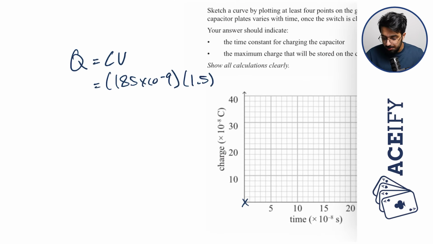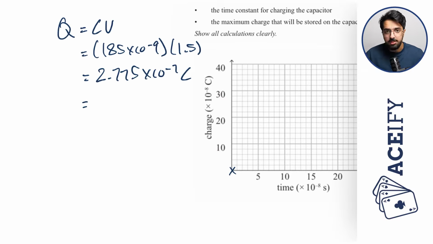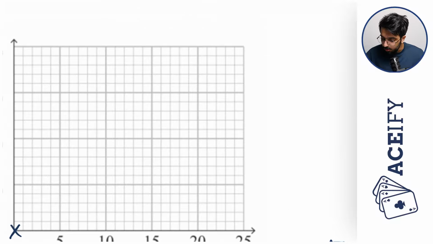And so this gives a maximum charge of 2.775 times 10 to the negative 7 coulombs. However, as you can see, our x-axis is in terms of times 10 to the negative 8, and so to make this easier on ourselves, I'm going to convert this into times 10 to the negative 8 also, and this equals 27.75 times 10 to the negative 8 coulombs. And so our max charge is going to be somewhere over here.